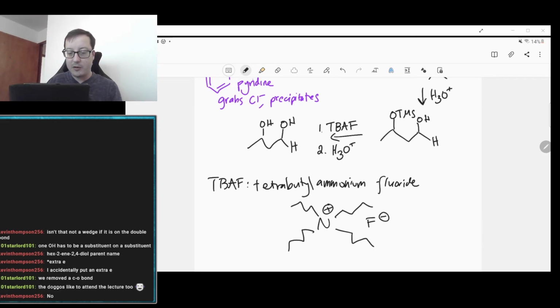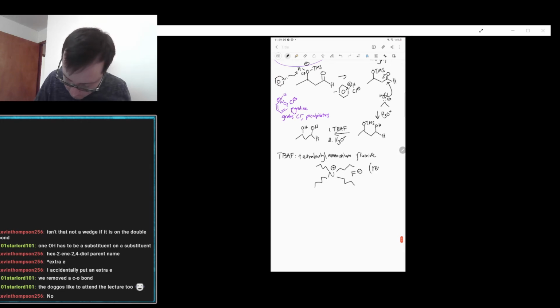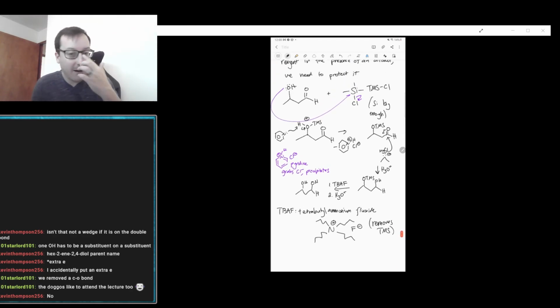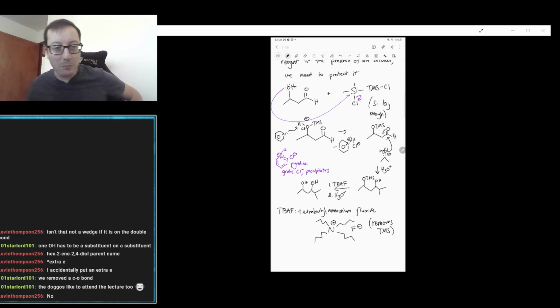So let's take a look at the whole thing. The TBAF, its job is to remove the TMS. So if we needed to get this to undergo a Grignard of some sort, I totally forgot to even include this in the product. Shame on me. There we go. Or let's just remove that H. Oh gosh. I forgot the whole point of doing this reaction was to put that carbon bit on there.